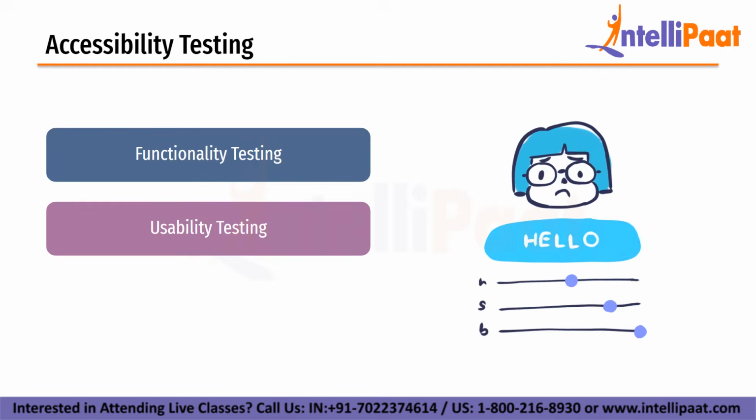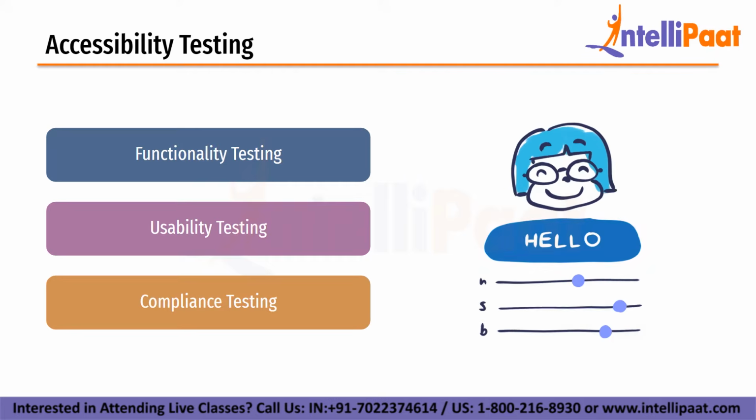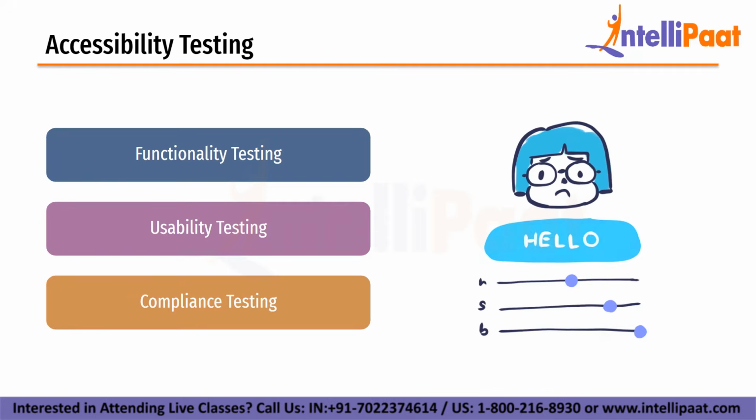Moving on to usability testing. Usability testing evaluates the overall usability of the website or application for people with disabilities. This includes testing the navigation and layout of the site, as well as the ease of use of interactive elements such as forms and buttons. Finally, compliance testing. Compliance testing evaluates whether the website or application meets specific accessibility standards such as the Web Content Accessibility Guidelines 2.1. Compliance testing involves testing against each of the success criteria outlined in the standards and identifying any areas where the website or application falls short.